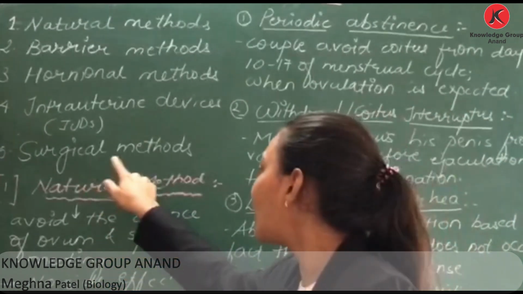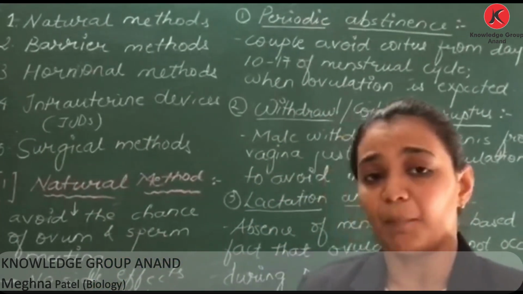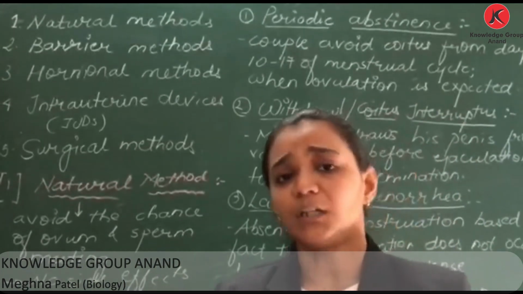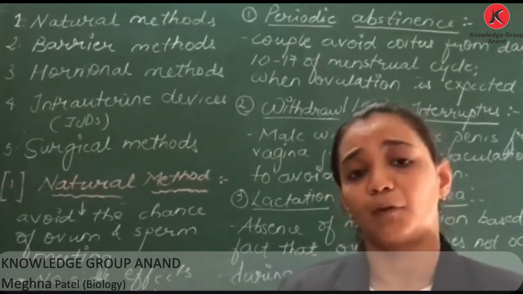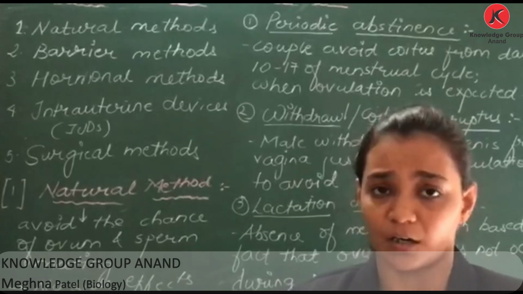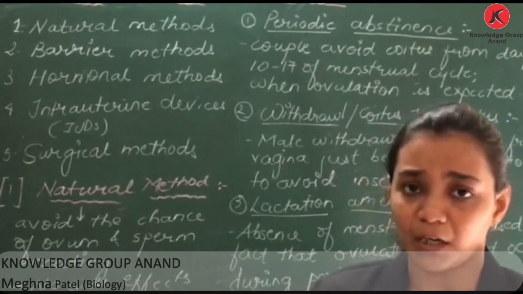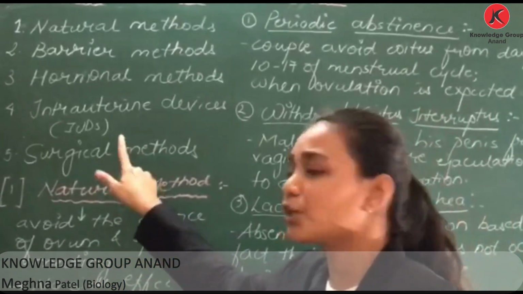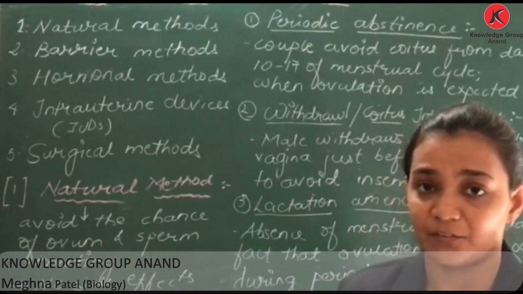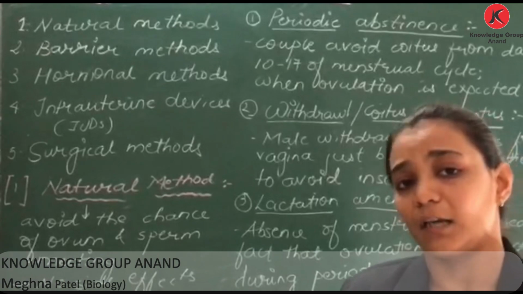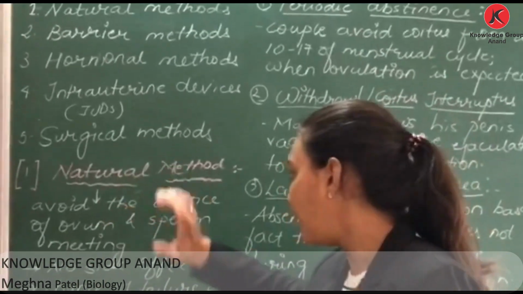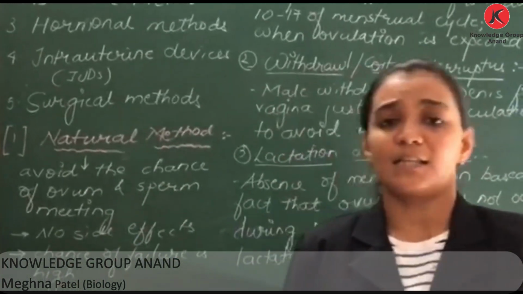And lastly are the surgical methods. These are methods for preventing pregnancy before fertilization has occurred, so they will not allow the fertilization process itself. However, the reversibility of the surgical methods is very low. Now we are going to talk in detail about the natural methods. Now what are these natural methods?